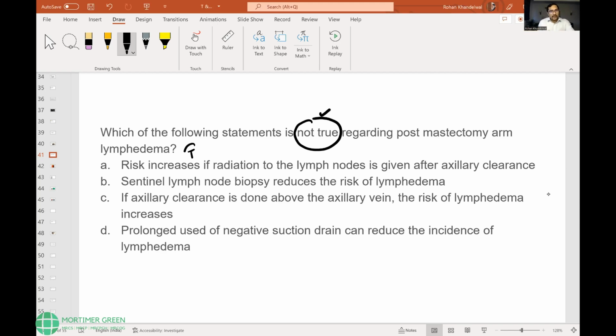These days we are either doing clearance or giving radiation to the axillary lymph nodes, not both. Sentinel lymph node biopsy reduces the risk of lymphedema. True or false? This is true. If axillary clearance is done above the axillary vein, the risk of lymphedema increases. This is also true. And prolonged use of a negative suction drain can reduce the incidence of lymphedema. This is false. There is no link between the use of a negative suction drain and lymphedema risk.